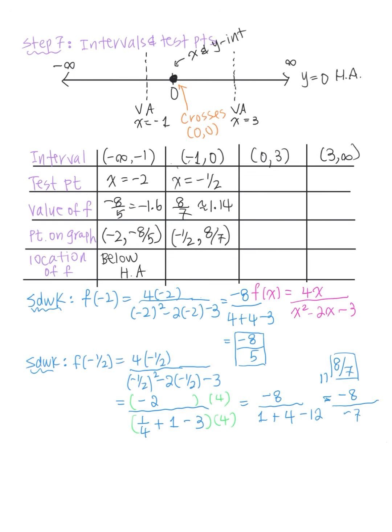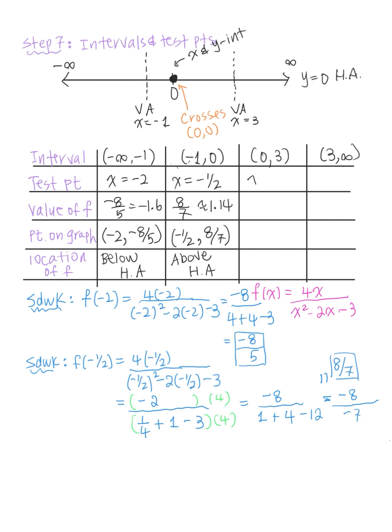Now let's visualize this. Where is our graph going to be? Is it below the x-axis or above the x-axis? X is negative, so it's either going to be in quadrant 2 or 3. But the y value is positive, which means it has to lie above the x-axis. So in this case, we get above the horizontal asymptote.